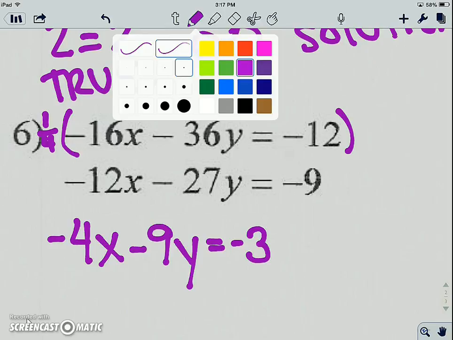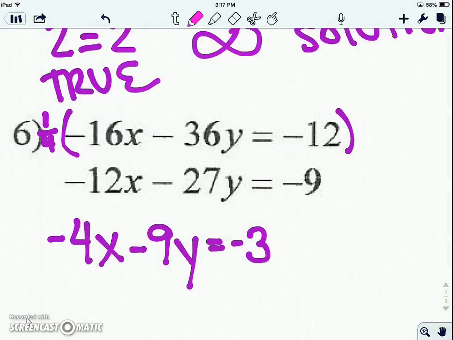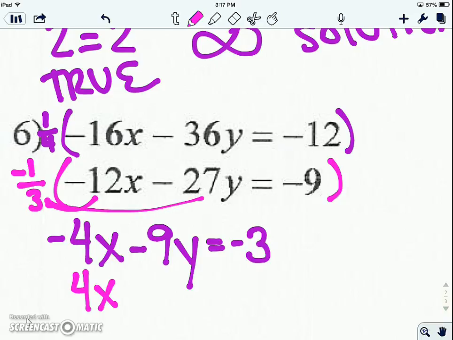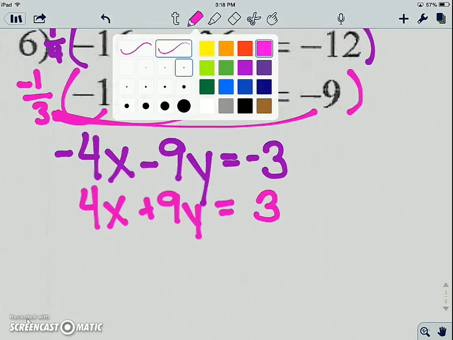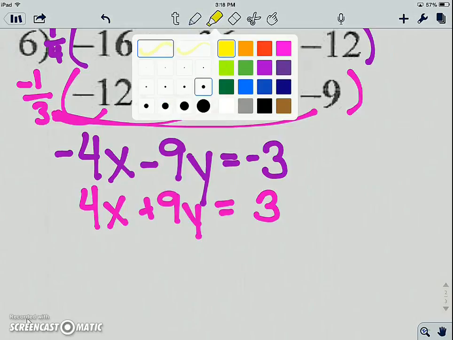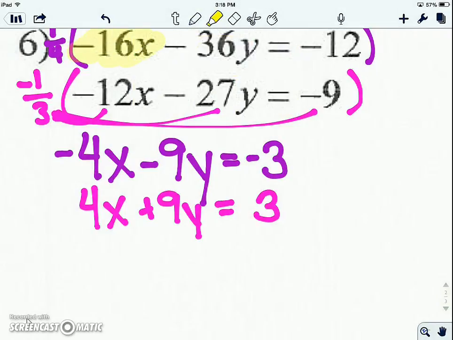Okay, and I'm going to actually change color for this one just so you can see the other equation. This is dividing by negative 3, or timesing by negative 1/3. So negative 1/3 times negative 12, that's positive 4x, that was the whole point. Negative 1/3 times negative 27, that's positive 9y. And negative 1/3 times negative 9, that's positive 3. So that was step 1, as I found and made opposites. And I was looking specifically here to make this into a negative 4x and a positive 4x, which I did.